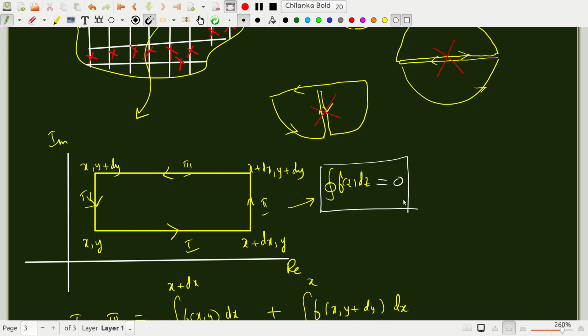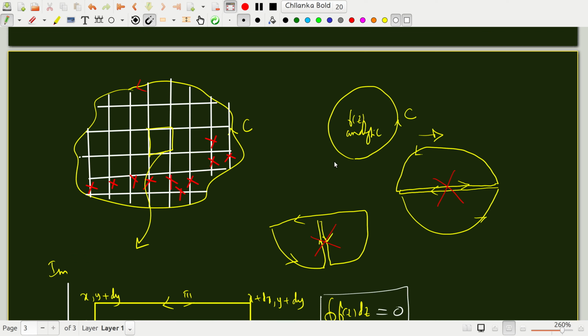If this is the case, then this is true for all these small patches, not just one patch. This is true for all these patches. Therefore, if f of z is analytic within any closed contour, then integral of f of z dz must be 0. Okay. So this is called the Cauchy's integral theorem. This is a very, very important result that we will use very repeatedly.